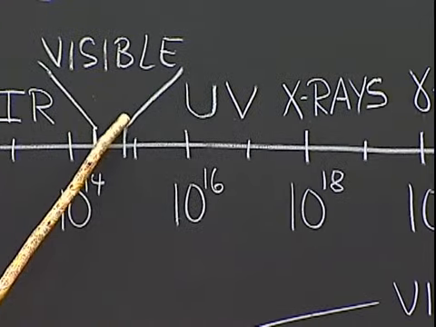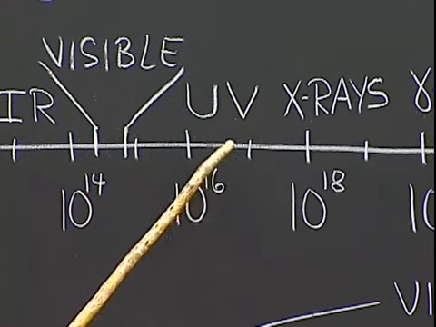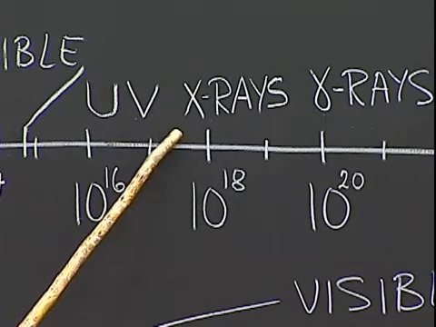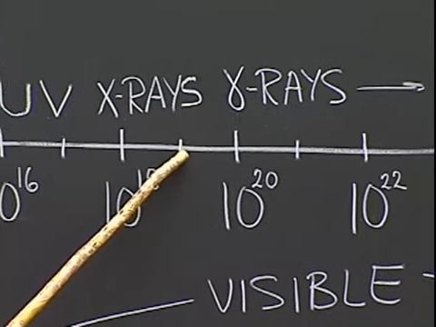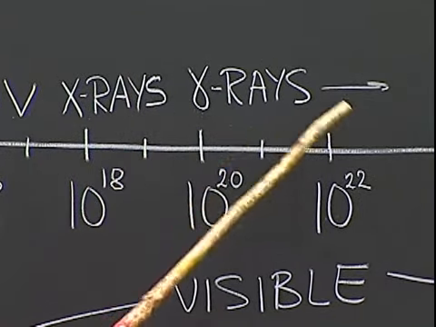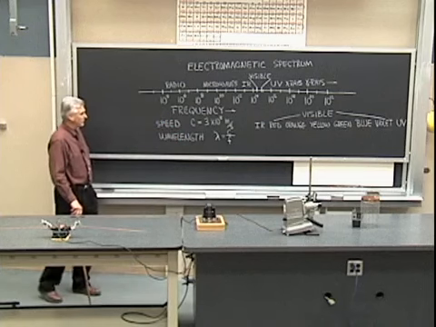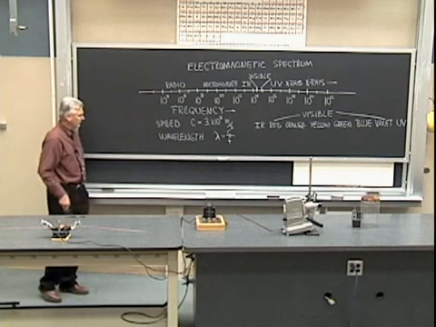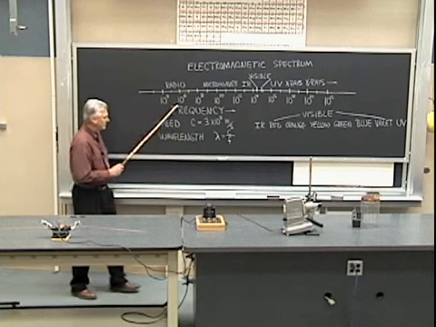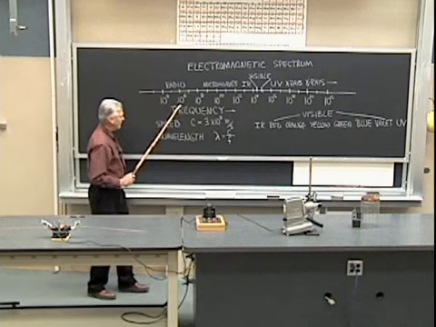And then above visible light, we have ultraviolet light, and then above ultraviolet light, we have X-rays up to about 10 to the 19 hertz, and above 10 to the 19 hertz, we call those gamma rays. So that's basically a quick overview of the electromagnetic spectrum. Notice here that as the frequency increases, the wavelength will decrease.